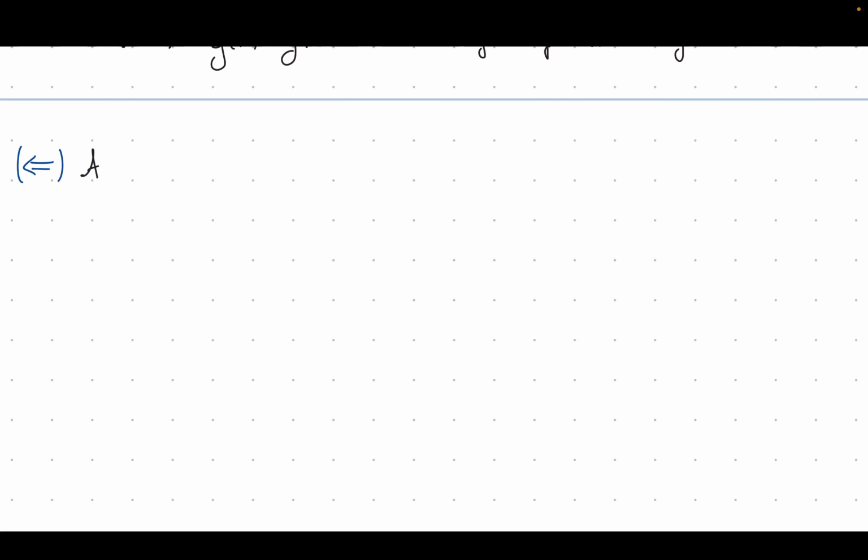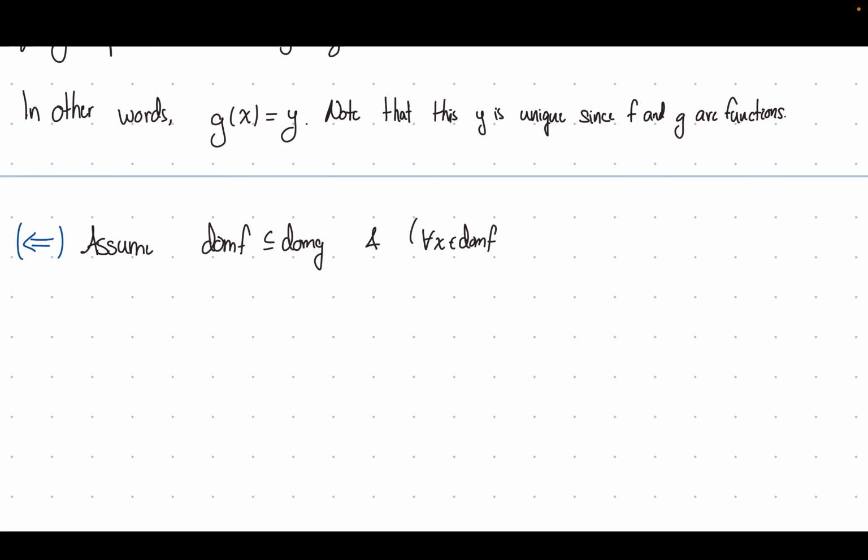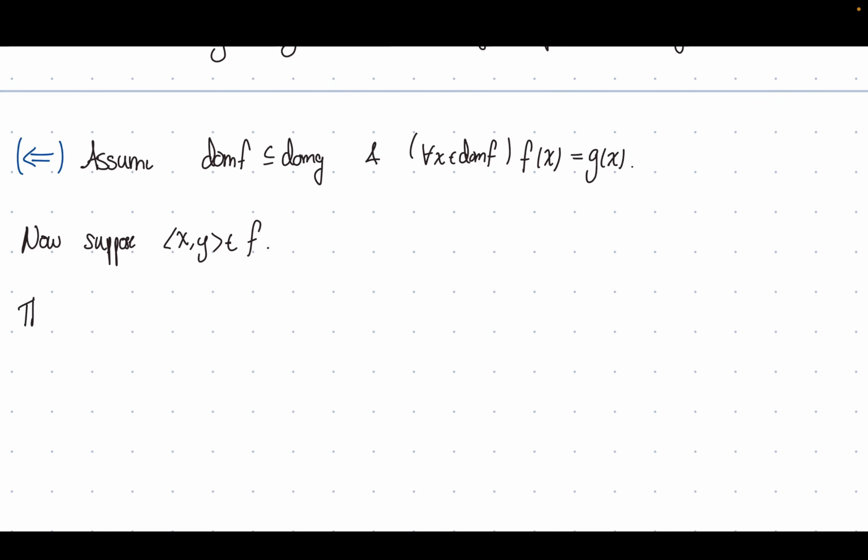Now let's add a new page and work on the backwards direction. Now let's assume that the domain of f is a subset of the domain of g, and that for all x in the domain of f, f of x is equal to g of x. Right, now suppose x comma y is in f, then x has to be in the domain of f.